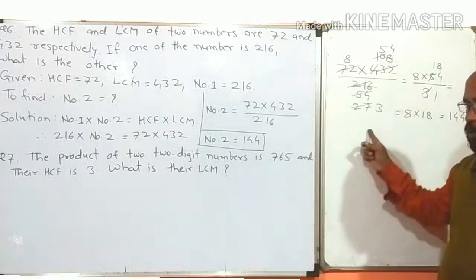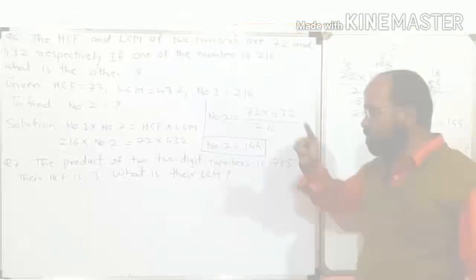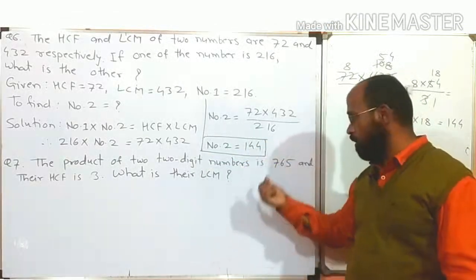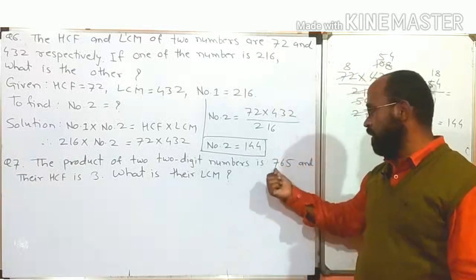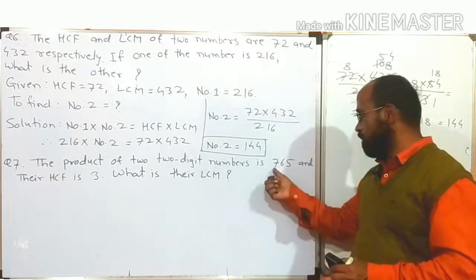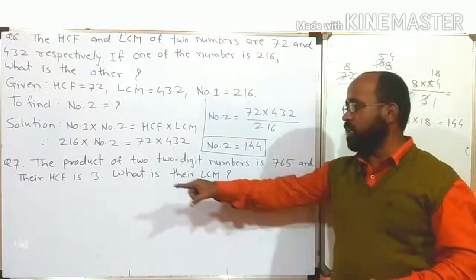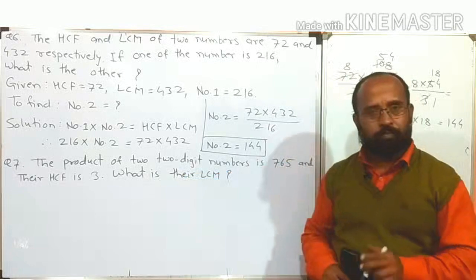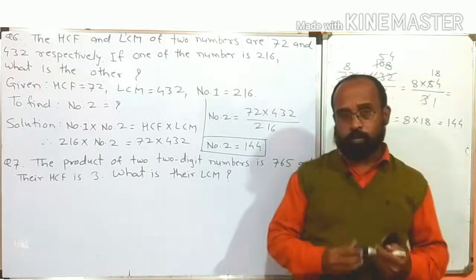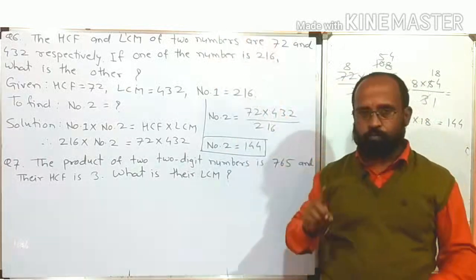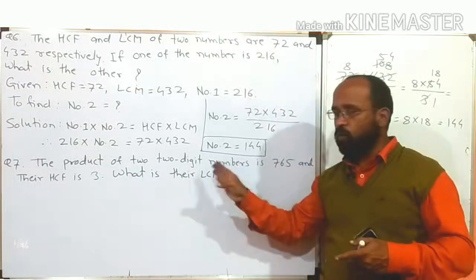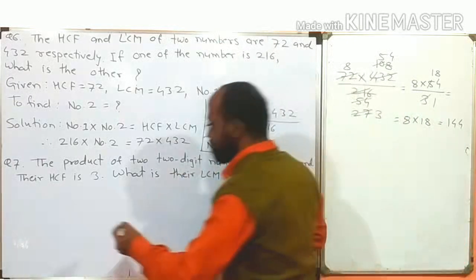Okay friends, now let us solve the next example. The product of two two-digit numbers is 765. Product means multiplication. Multiplication of two numbers is 765 and their HCF is 3. What is their LCM? What is given in this example? Once again students, in such kind of examples four quantities are involved: number 1, number 2, HCF and LCM. Let us see what is given in this example.